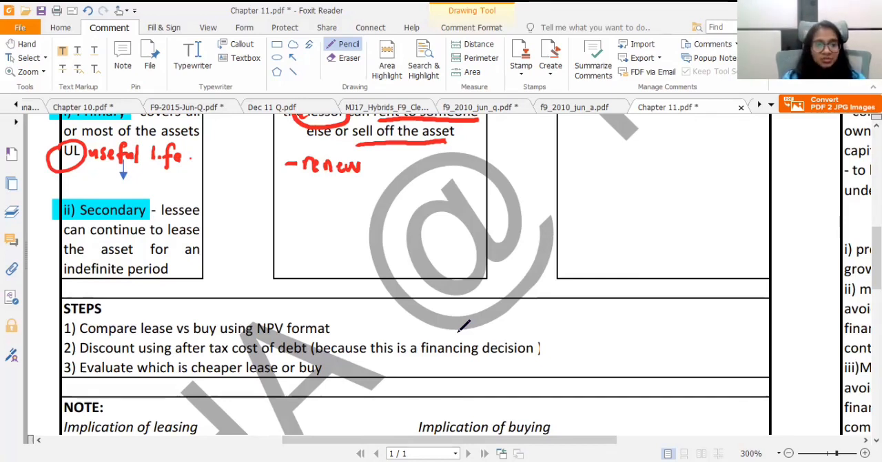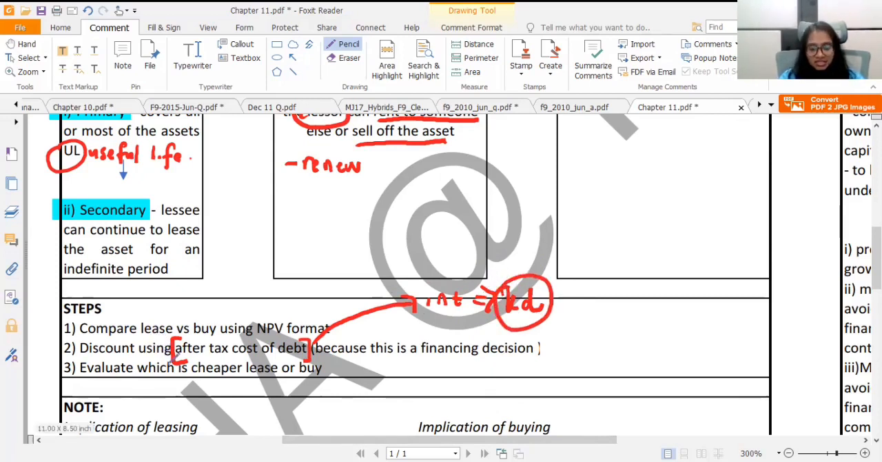Okay, the next one, once you use a financing cash flow, your discount factor is no more the WACC. Your discount factor is now going to change to become the after-tax cost of debt. Why? Because this is a financing decision, and to finance your debt, your loans, you will be financing it with interest. This interest is also regarded as your cost of debt, the cost of holding a debt.